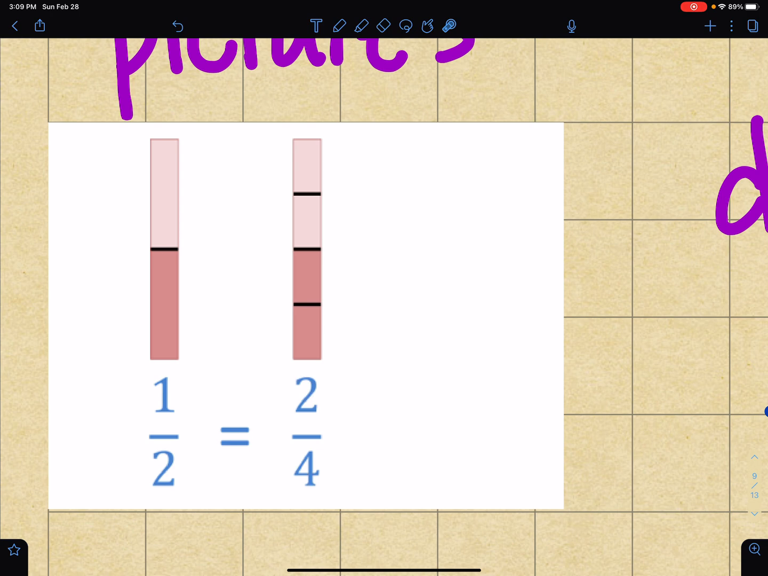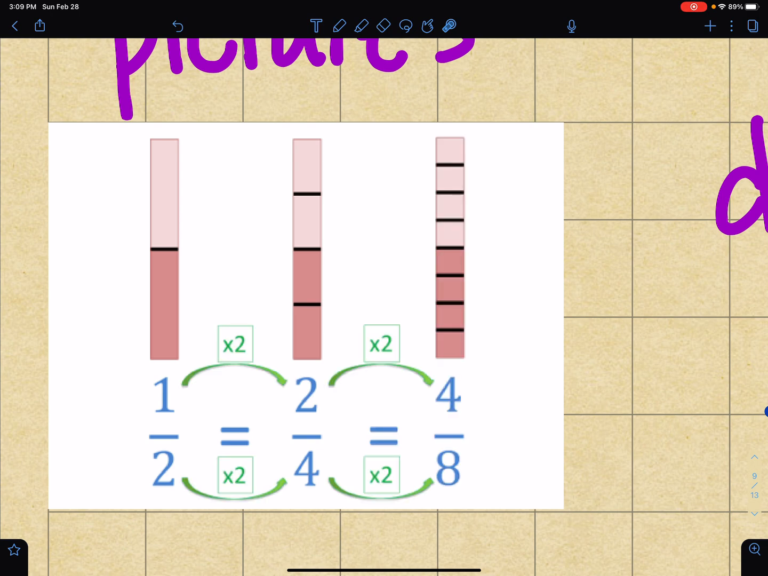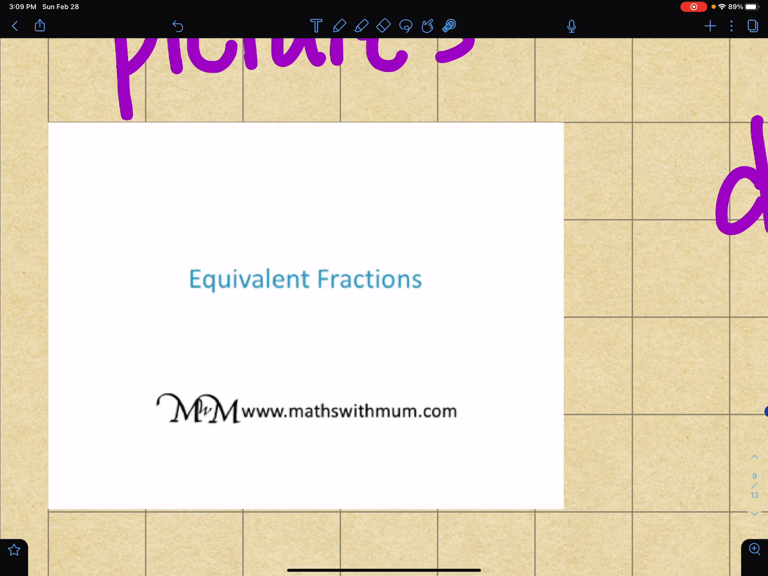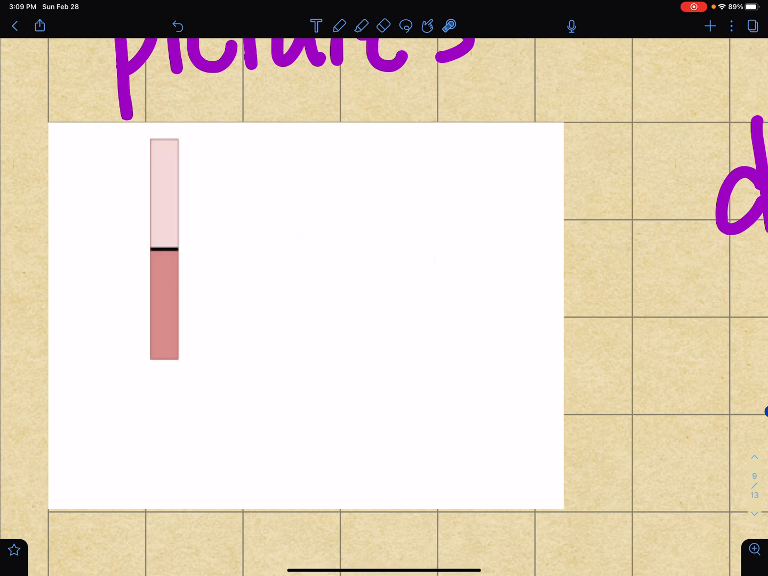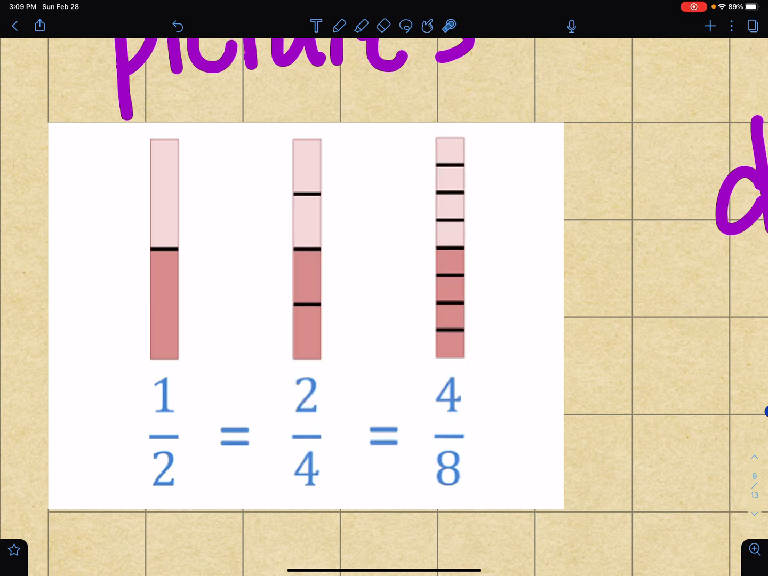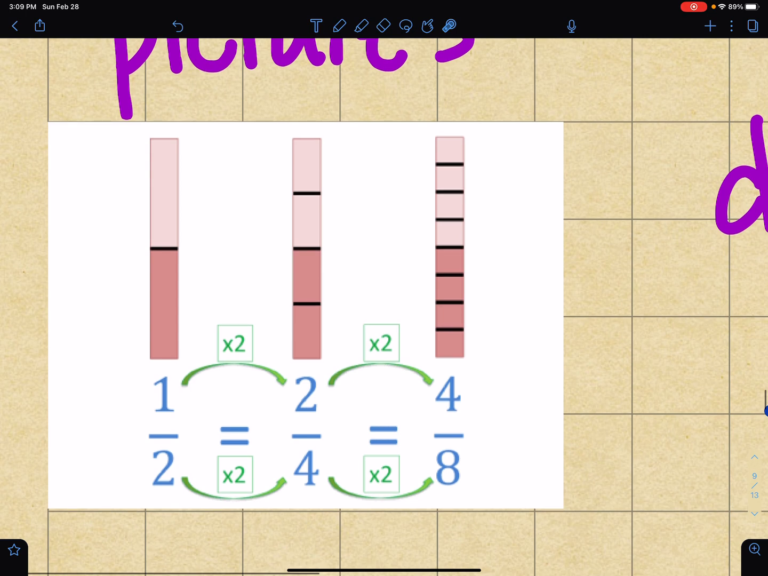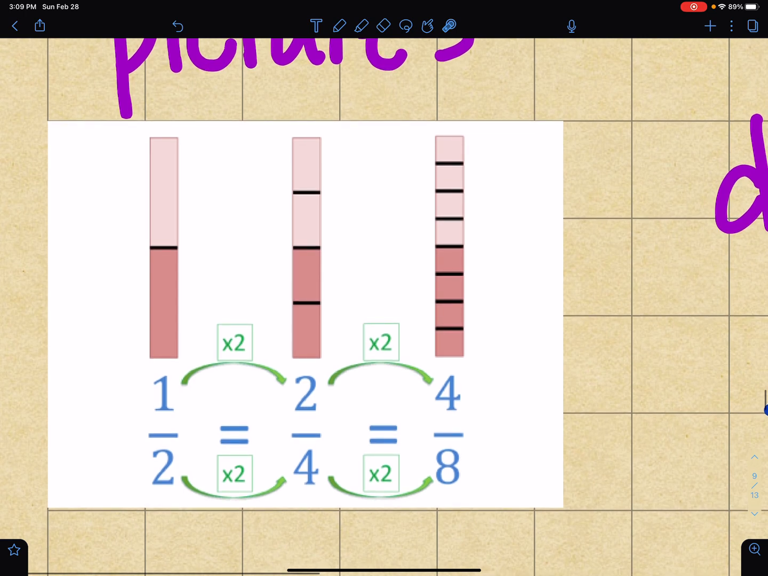That's a half, that's 2/4, 4/8. You can tell they're all the same because this shaded part is the same in all of those pictures. So that is one way to compare fractions. 1/2, 2/4, 4/8. It's just like, you know, how many segments did they divide that bar into? And that is just a different fraction, but they're all equivalent right there.